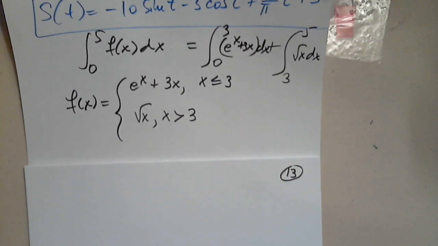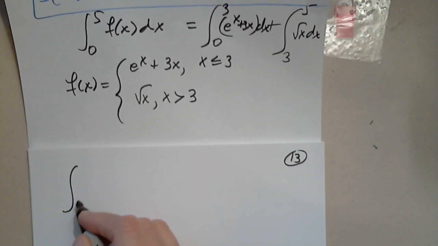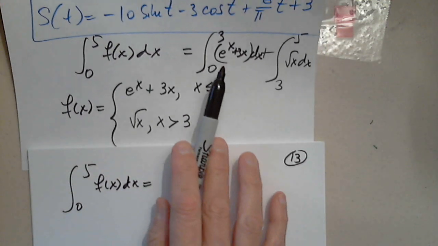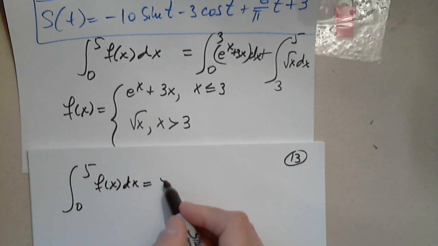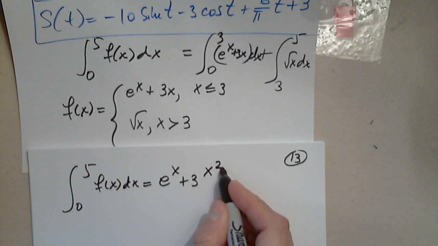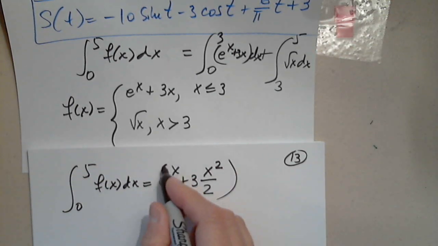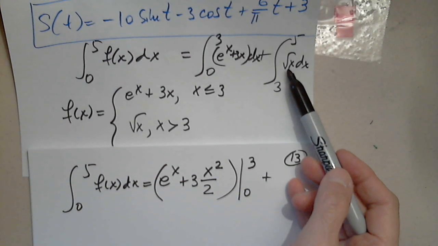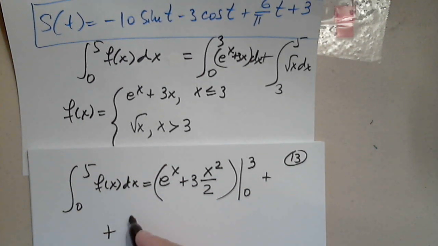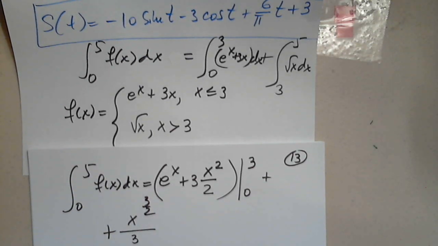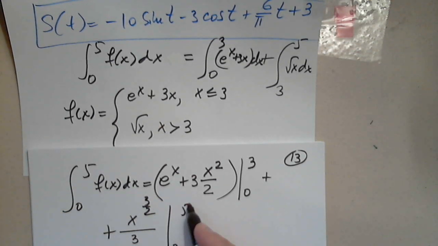So therefore the integral from 0 to 5 of f of x dx will be the antiderivative of e to the x, which is e to the x, plus 3x will be 3x squared over 2. I increase the power and I divide by that exact number, from 0 to 3, plus this is x to 1/2. So I will write x to 1/2 plus 1, which is x to 3/2 over the same number, 3/2. And this time from 3 to 5.